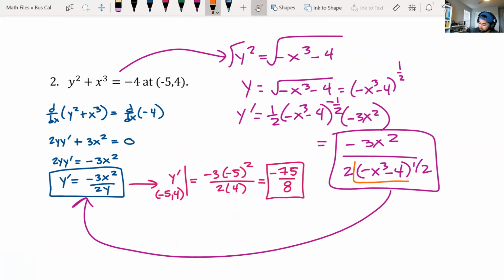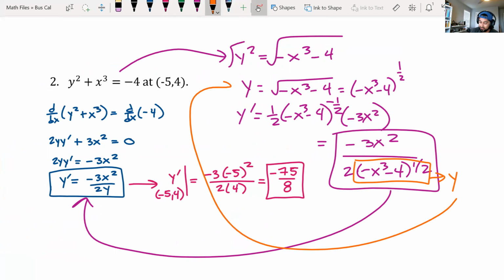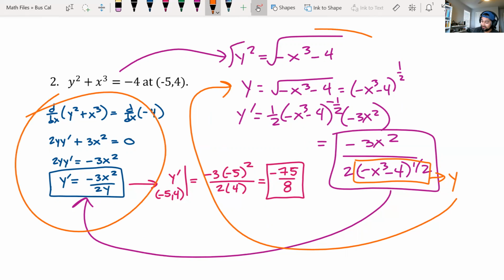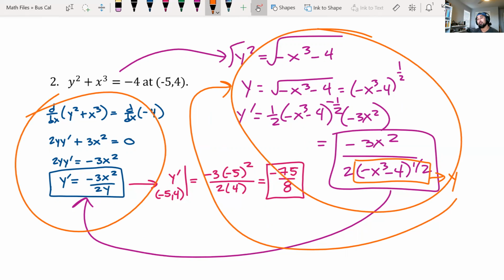Because this piece right here is y. That's what we figured out right there, right? Yeah. So we can keep doing it the old school way, or we stick with implicit, where this looked way simpler than all of that, right? Yeah, that's cool. I like that one better.